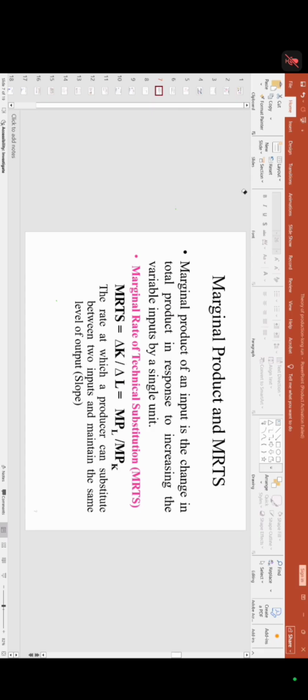So you just need to have a kind of understanding here. What is this equation? What actually happens in this equation? So that basic thing you have to know, because both the marginal product and MRTS concepts are linked with your isoquant curve.